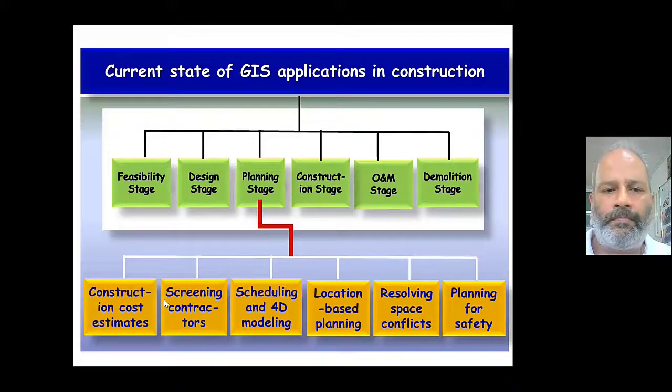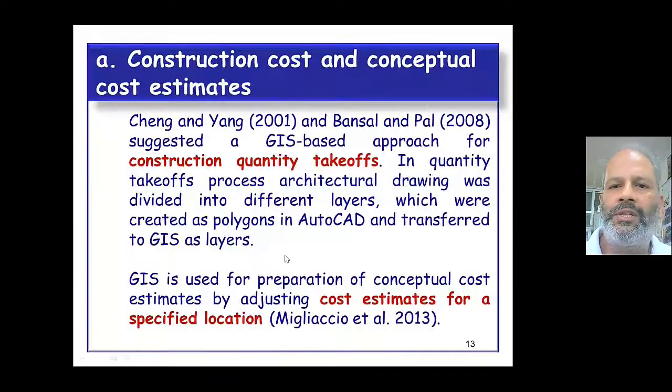Then the third stage is the planning stage. The reported application areas in the planning stage are construction cost estimation, screening of contractors, scheduling and 4D modeling, location-based planning and scheduling, resolving space conflicts, and planning for construction safety. So first, construction cost and conceptual cost estimates.